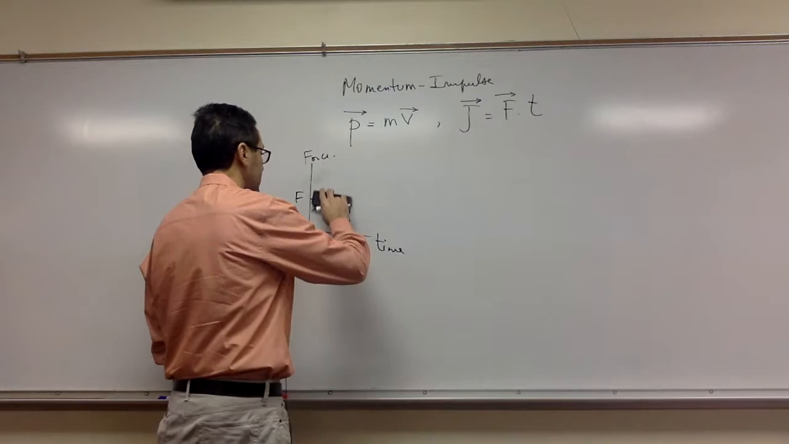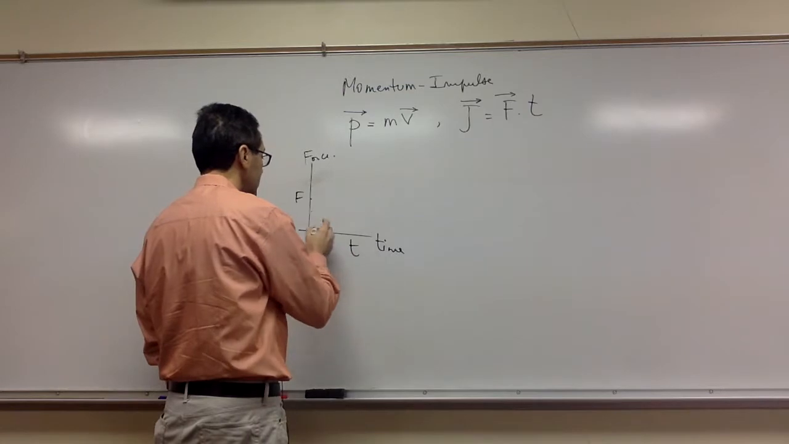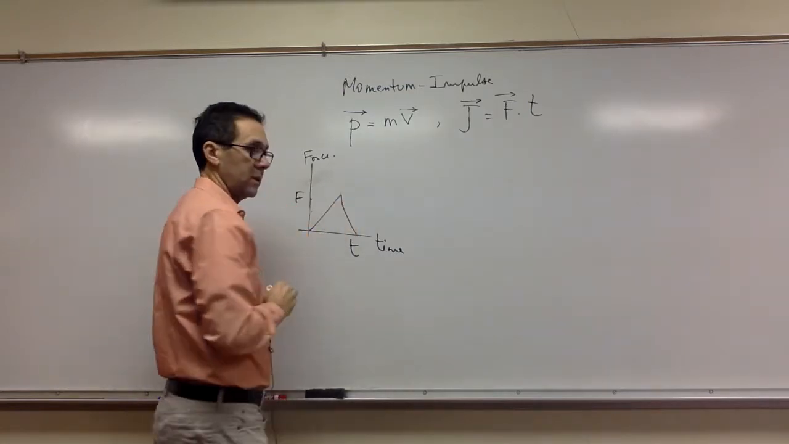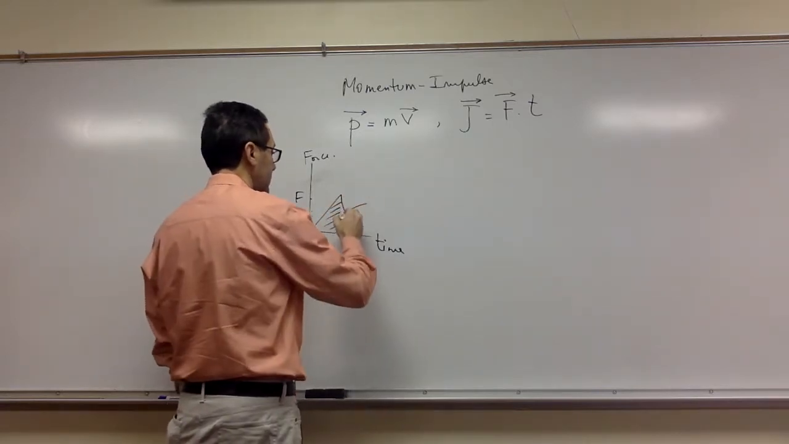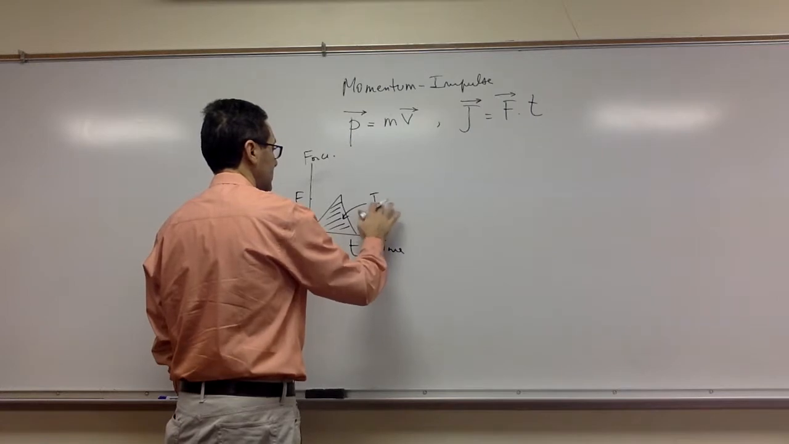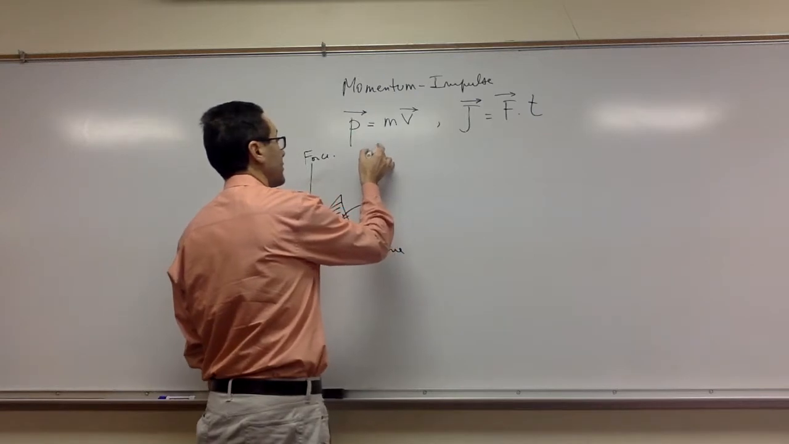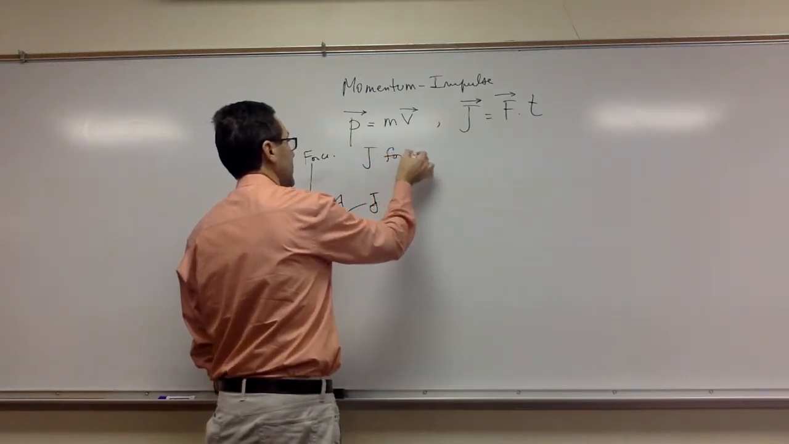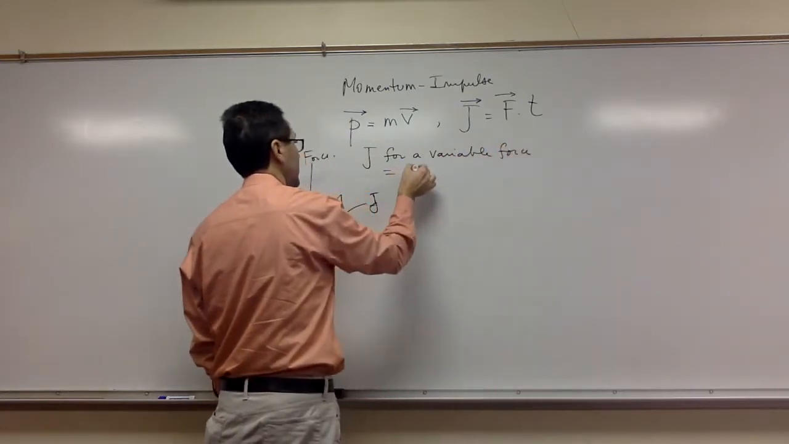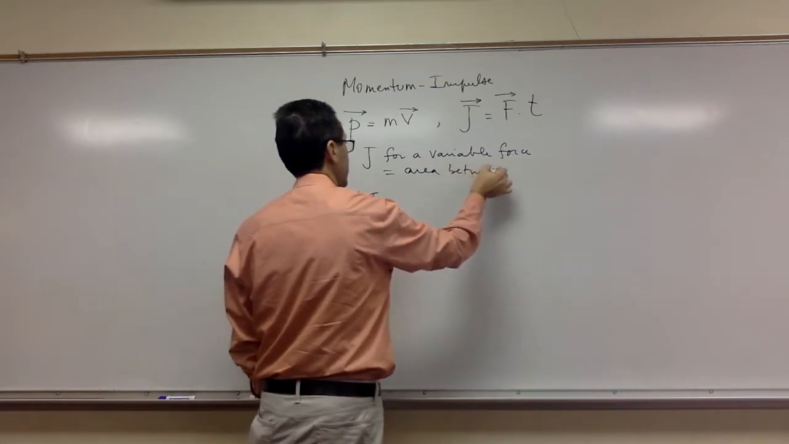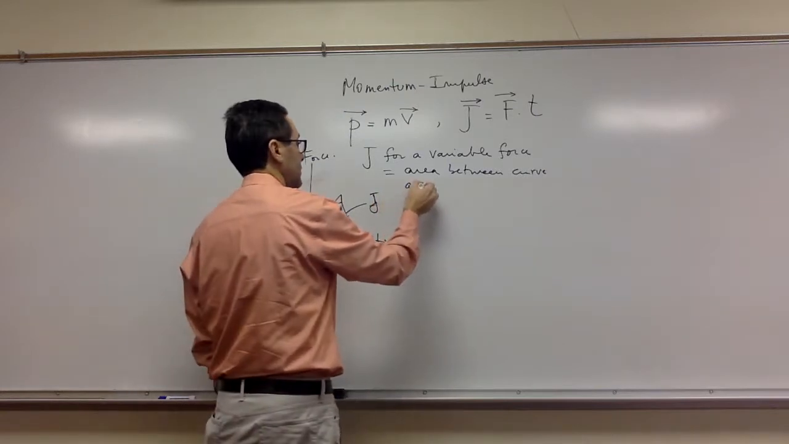Well, I can extend this idea to a force that's changing. So let's say during a collision, the force does that. Which means you have to find this area here to find the impulse, J. So the impulse for a variable force, J, equals the area between the curve, usually lines or segments or whatever, and the time axis.